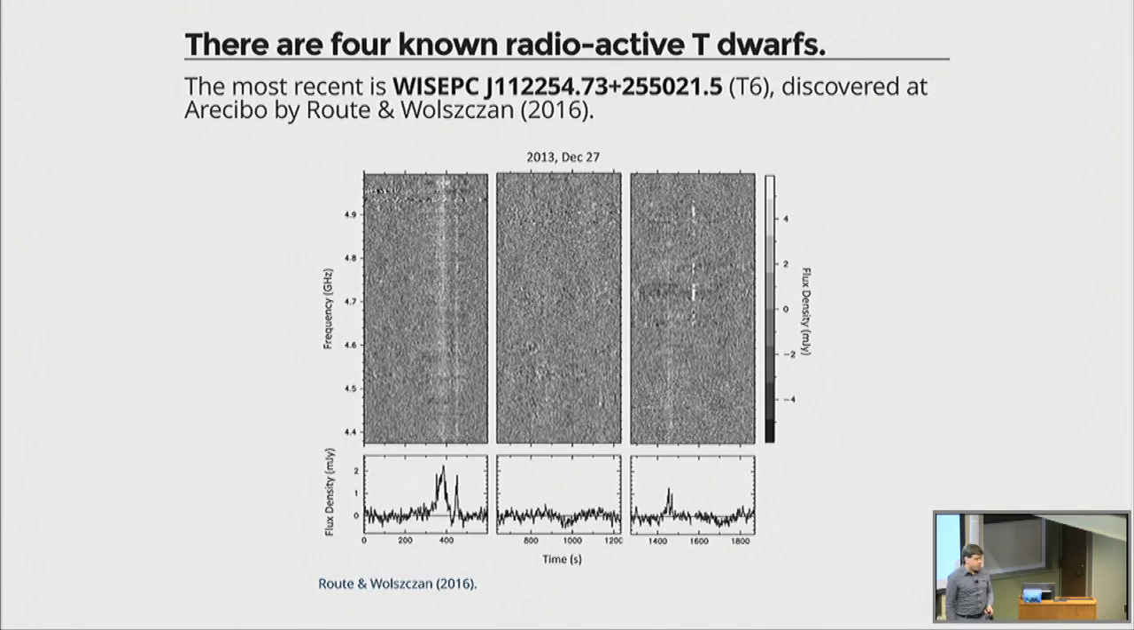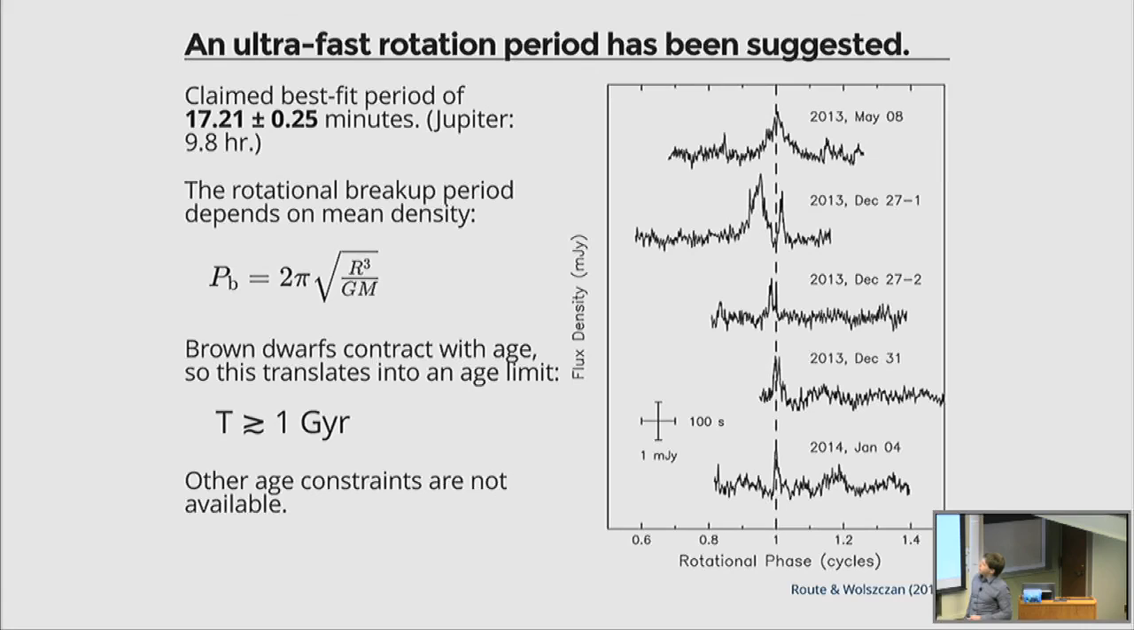Now, what's interesting about this particular object is that Route and Wolszczan suggested that this thing rotates incredibly fast. They claimed a rotation period of around 17 minutes. We don't know its mass, because it's a brown dwarf, but for something Jupiter size, Jupiter's period is 10 hours, so this is much, much faster. And of course, if you get to this number, you want to say, okay, is this physically possible?